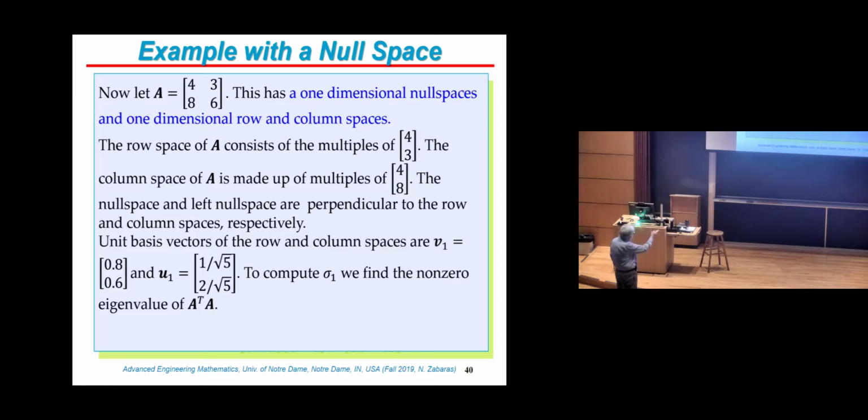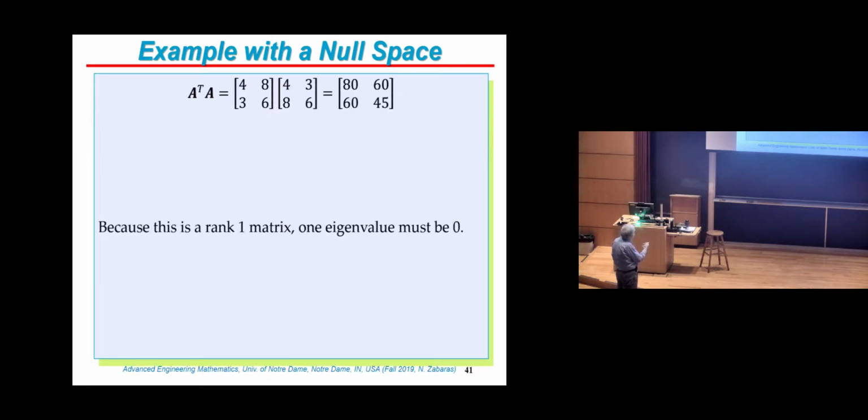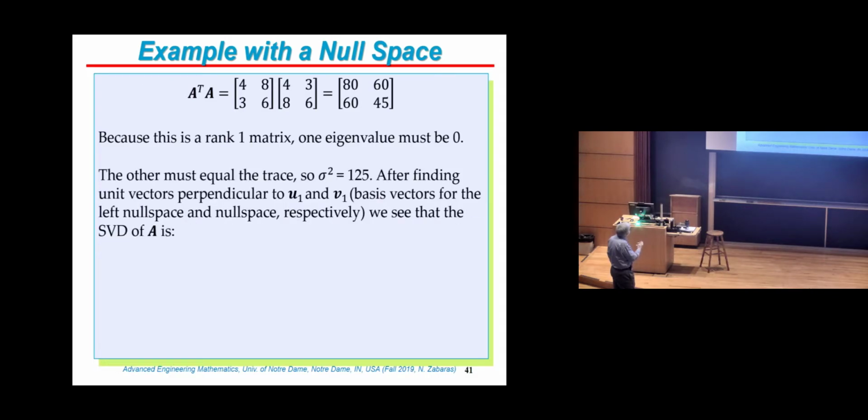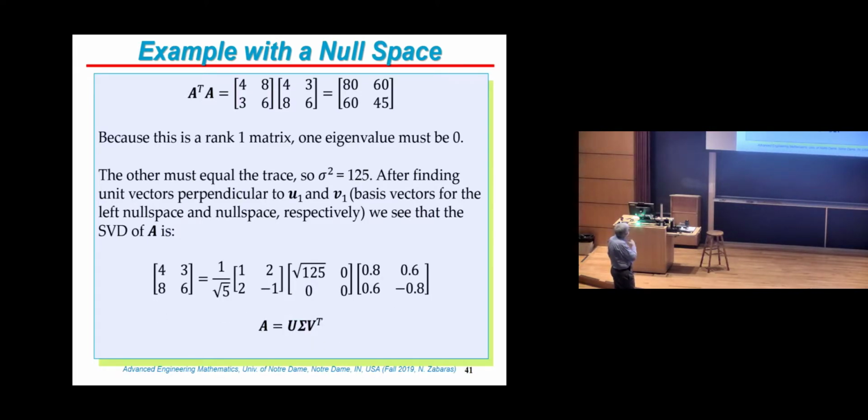So I don't really need to solve A transpose A in this problem, but you can do this because you will need to compute the singular values. If you find the eigenvalues of this, one of them is going to be 0 because this is a singular matrix, so no surprise there. The other eigenvalue is going to be 125. And your decomposition is going to look like this.